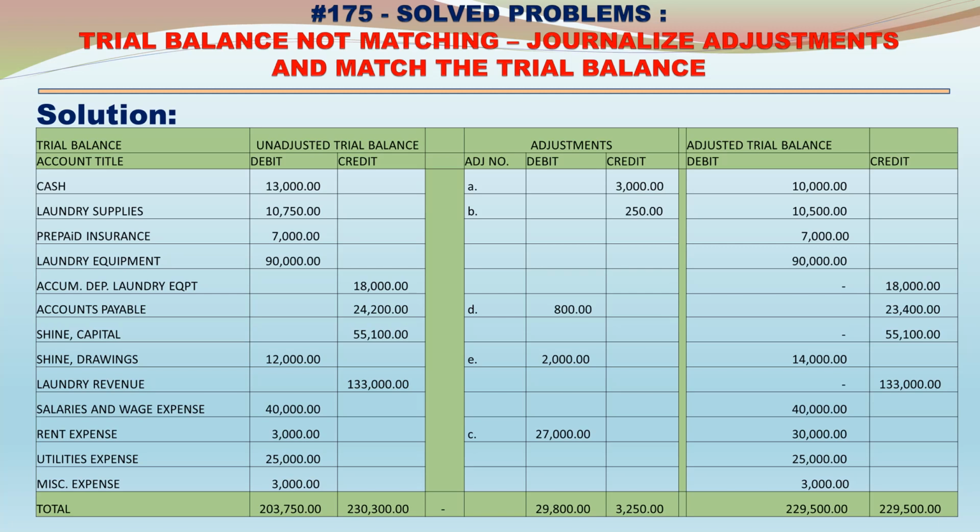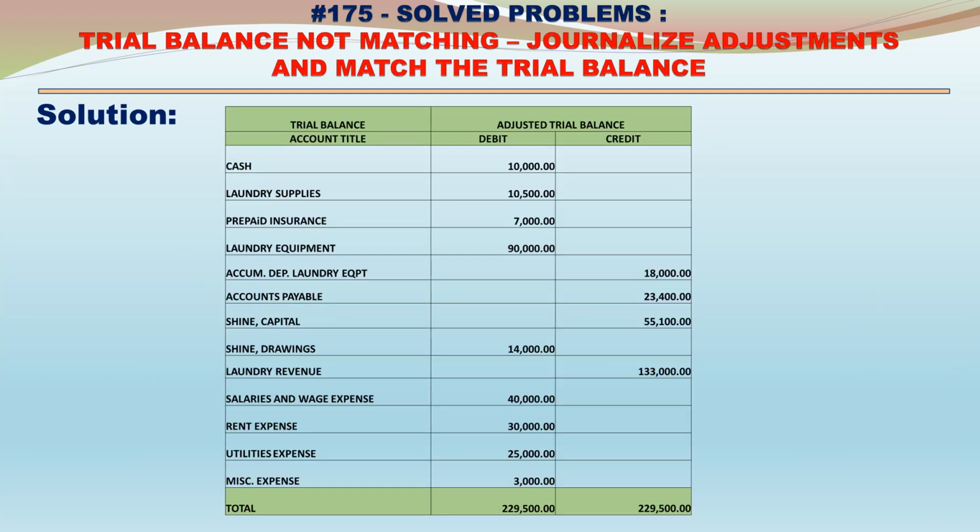Drawings 12,000 plus 2,000, 14,000 debit. Laundry revenue 133,000 credit, no change. Salaries and wages expense 40,000 debit, no change. Rent expense 3,000 plus 27,000, 30,000 debit. Utilities expense 25,000 debit, no change. Miscellaneous expense 3,000 debit, no change. Total debits 229,500. Total credits 229,500.